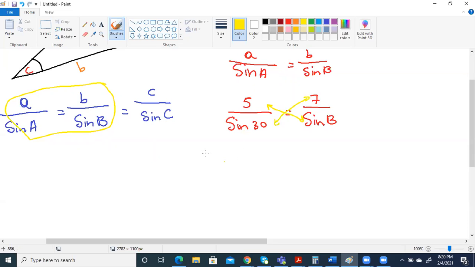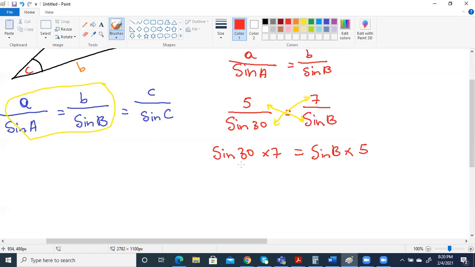So sine 30 times 7 is equal to sine B, which is the angle that we don't know and we're trying to find, times 5. So again, I would just need to plug the sine 30 into my calculator.